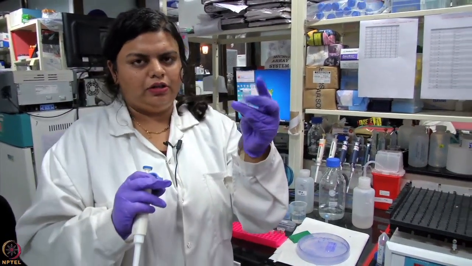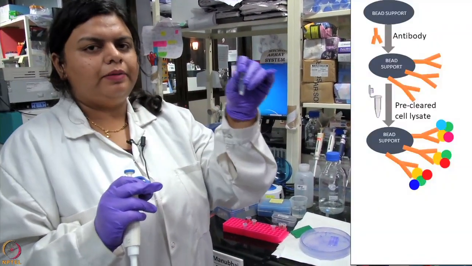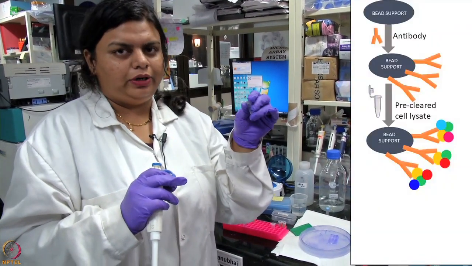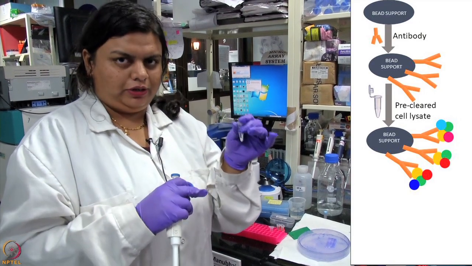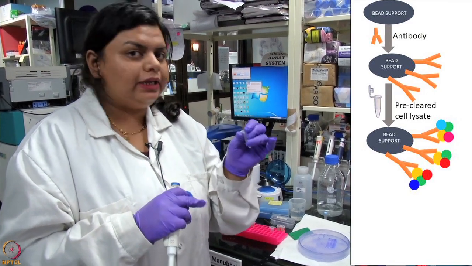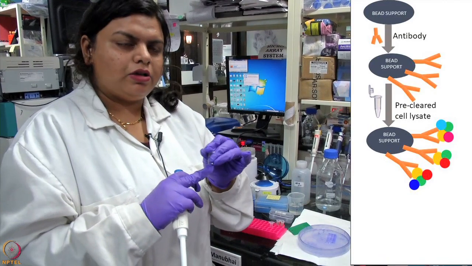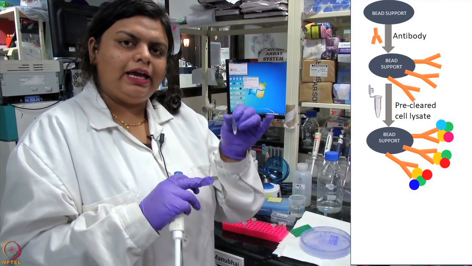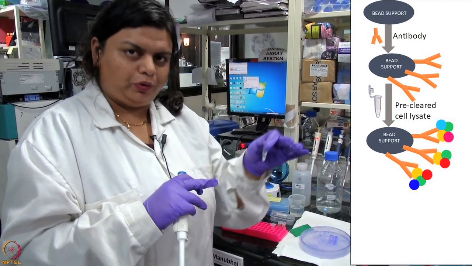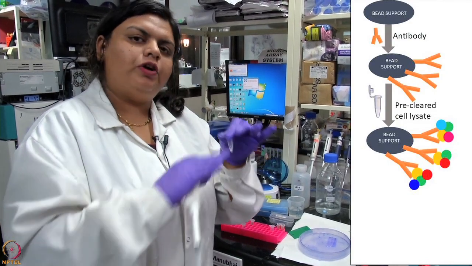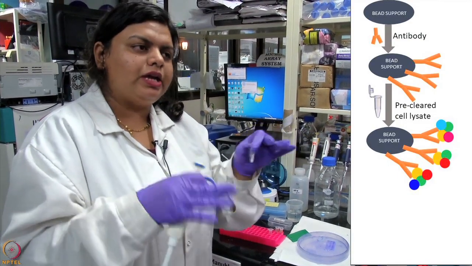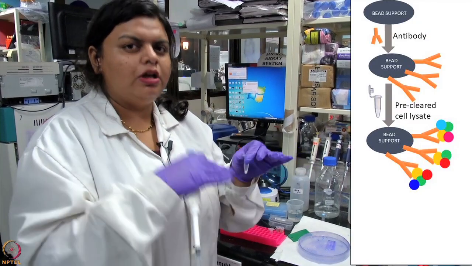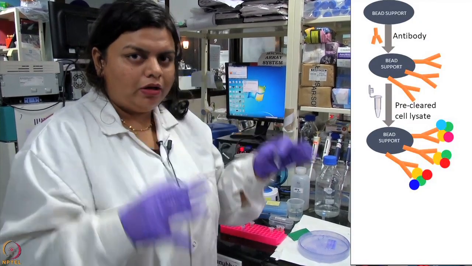After the incubation, you can see that now the beads which are conjugated with the antibody will bind to the protein of your interest from the lysate, from the pre-cleared lysate. So after this, you will already have the antibody bound to the protein of your interest, and ideally from the lysate, all other proteins which are interacting with the protein of your interest will stick to it and form a complex.